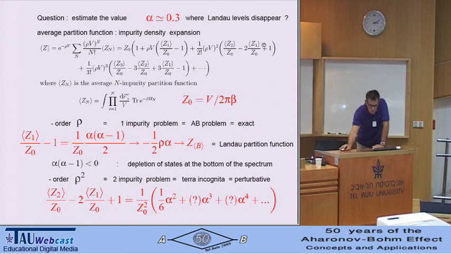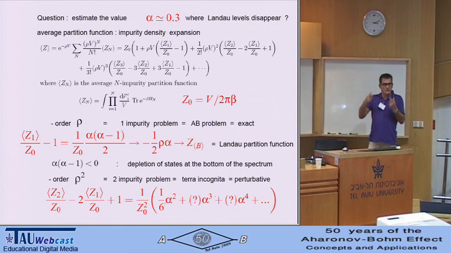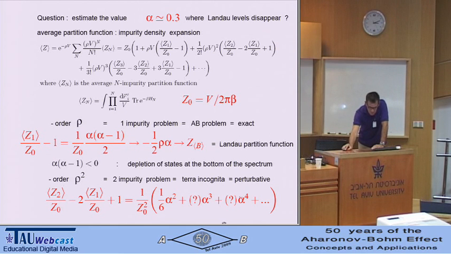Now, here appears the 2 impurity problem already. So here I have 2 impurities, rho squared. At order rho squared, which is again the 2 impurity problem, nothing is known, basically. So we have to do a perturbative computation. The only thing that we can guess is this 1 over 6 here, because I have rho squared alpha squared here, which is again a mean magnetic field term. Rho alpha is the mean magnetic field, and we know from the Landau partition function that it should be 1 over 6. So this term is known, but this is not known. We have to compute it in a perturbative way, by perturbative expansion.